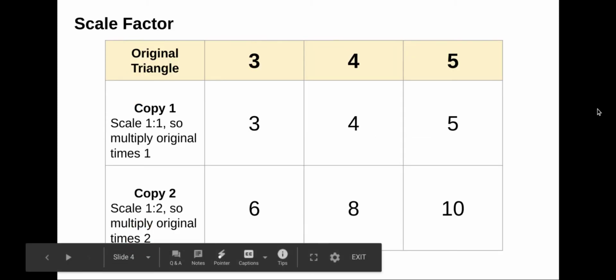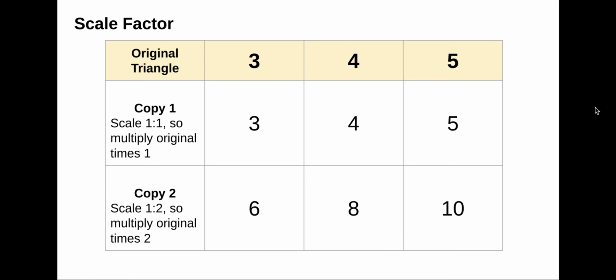And so when we look at our slides here, we have our original triangle, which is 3, 4, and 5 in terms of the units of the sides. For our copy one, it's 1 to 1. We just flipped it over. It's the same size, and so it's a scale of 1 to 1. So you multiply the original times 1. So 3 times 1 is 3, 4 times 1 is 4, 5 times 1 is 5.